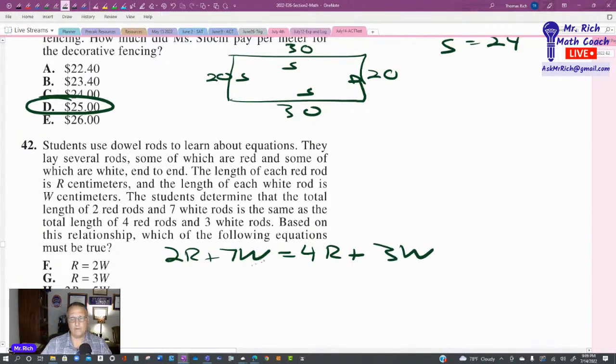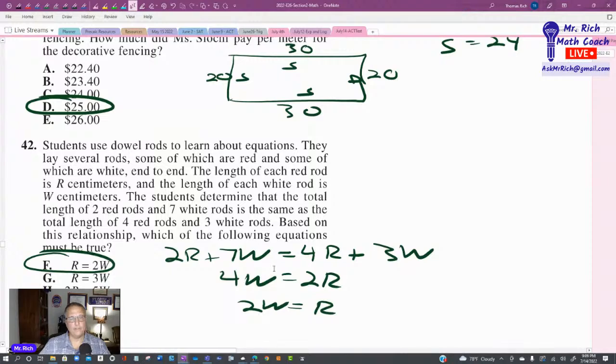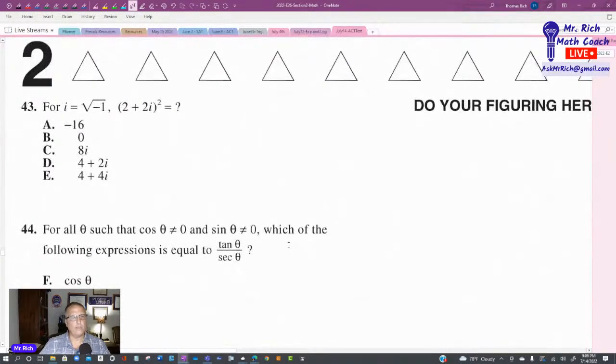All right. Well, I'm going to subtract 2R on both sides and subtract 3W on both sides. So, oh my goodness. What is, yeah. So R is equal to 2W. Yeah, right here. Divide by 2. R is equal to 2W. I'm confident in that. 43, for i equals square root of minus 1.